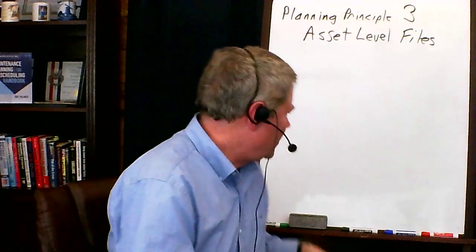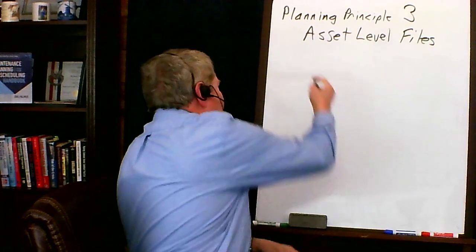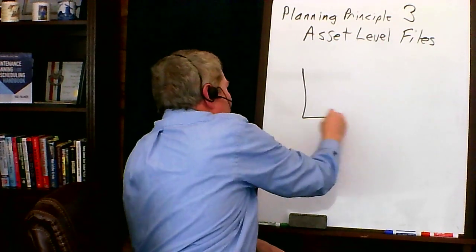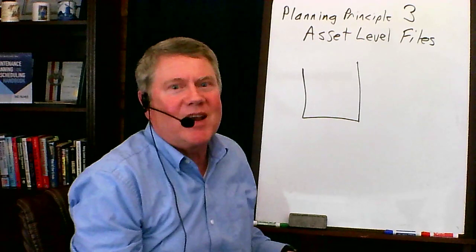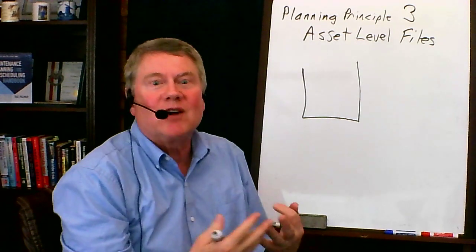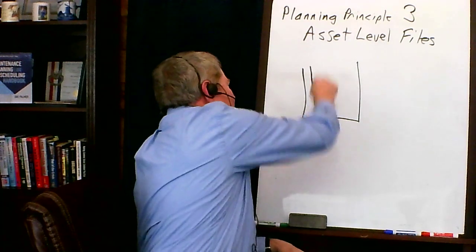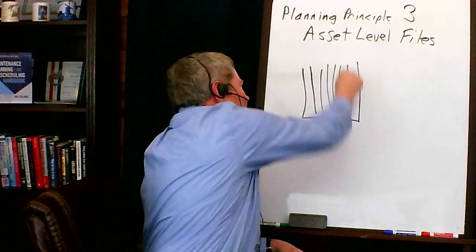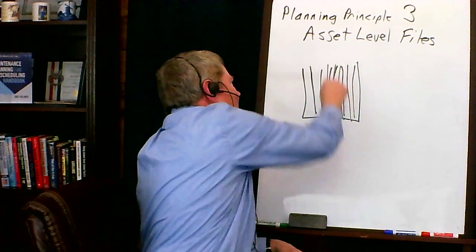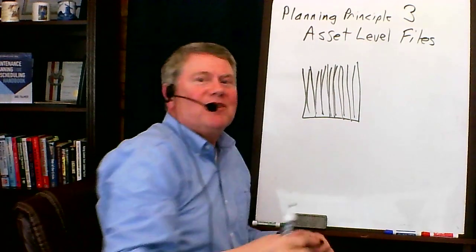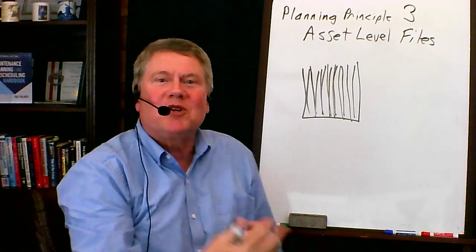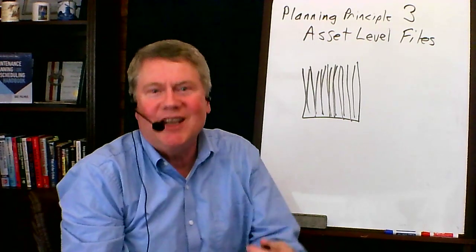Visualizing a paper system, we want an individual file for each asset. We don't want a big fat paper file for an entire system, or an entire plant would be even worse. Fat files have so many work orders in there that it's easy to file, but it's difficult to get the information out when we need it later.